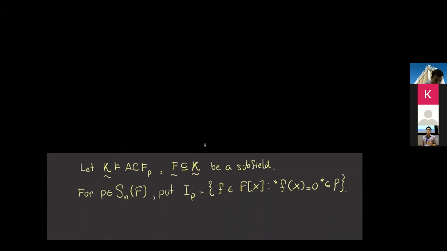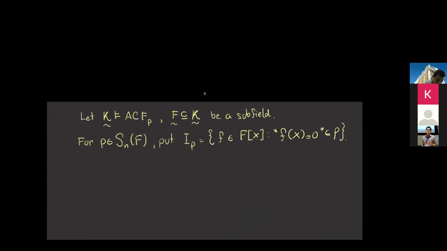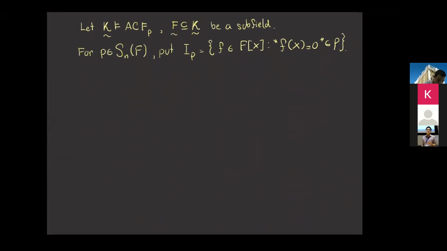Okay, and you can also look at an example of something like this. Here you have K, an algebraically closed field of characteristic P, where P is either 0 or prime, and you have F that is a subfield of K. You can consider P that is a complete consistent type.